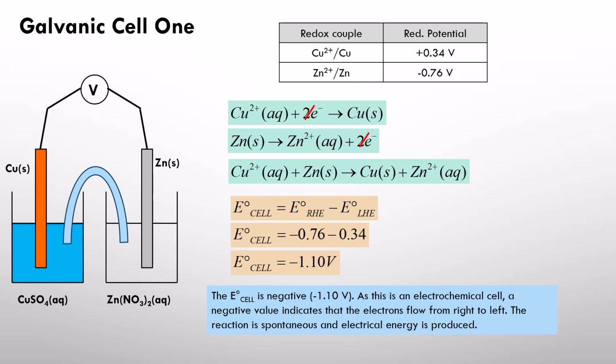The reaction is spontaneous, no matter how, whether we put the half cell copper one on the left or on the right, it's always spontaneous. It's just the direction of the electrons that change. And that means electrical energy is being produced, and it's being produced at 1.10 volts. And that's the end of what we need to write down about a galvanic cell.